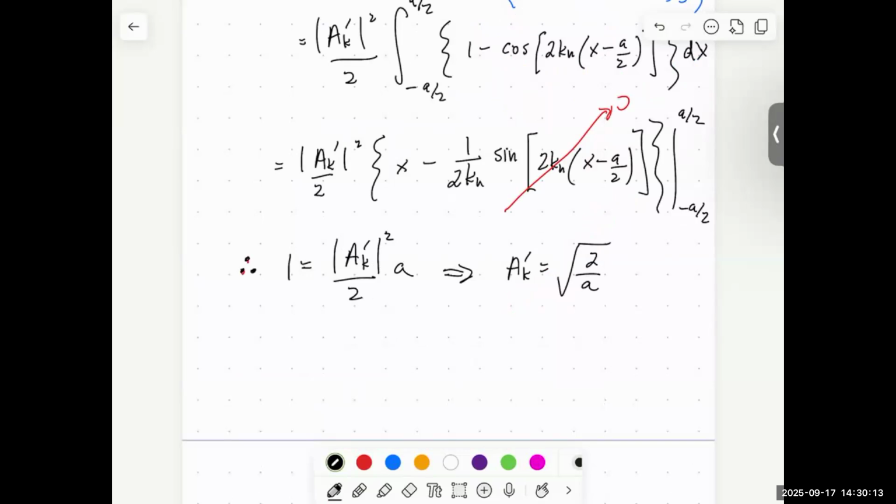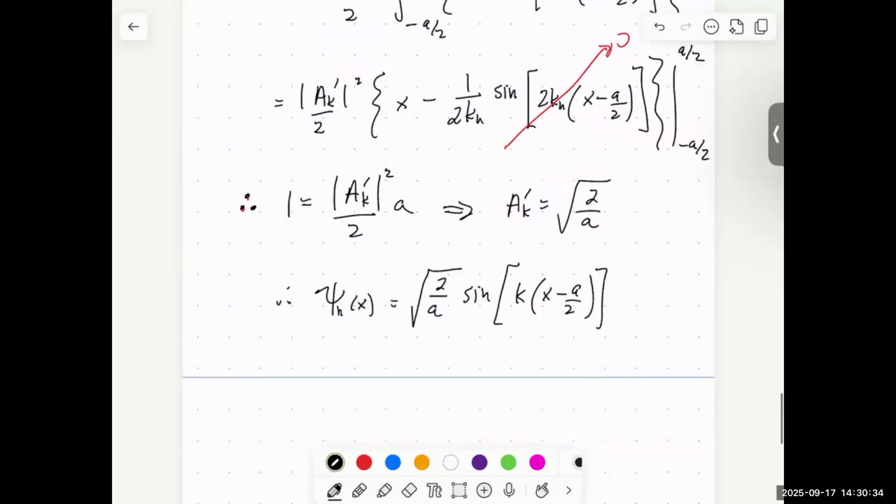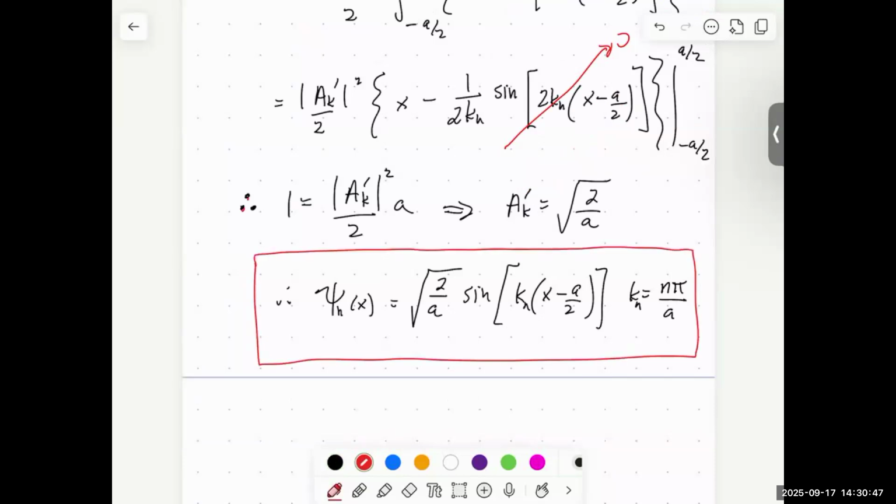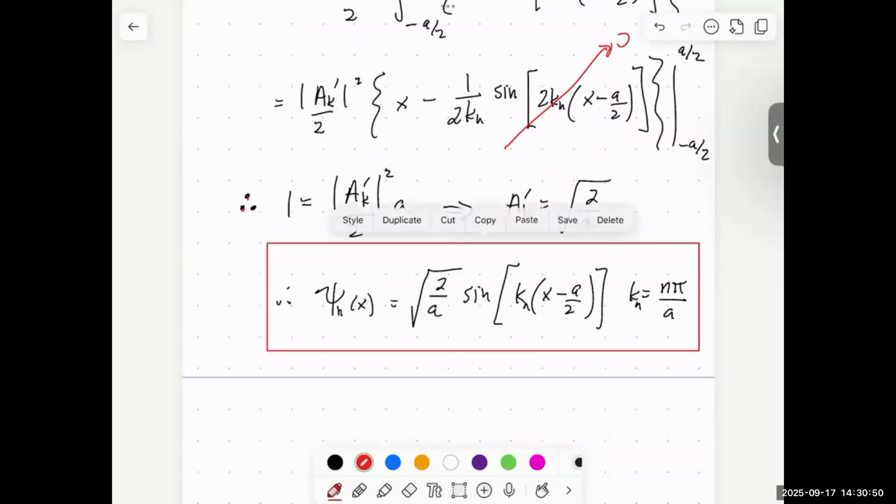All right, so therefore our wave function has an overall normalization constant of the square root of 2 over a, and then we have sine k (x minus a/2), and k is n pi over a. Let's put my subscripts back in. All right, perfect. So those are the stationary states, and we found their energy already.